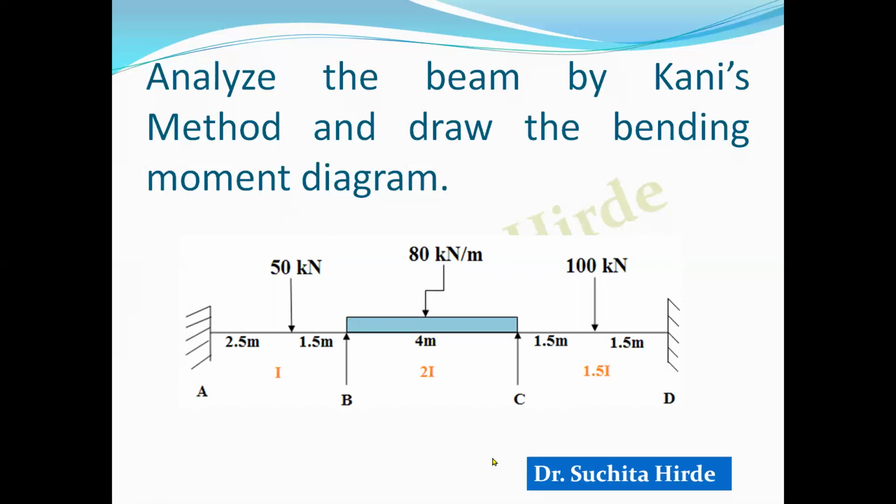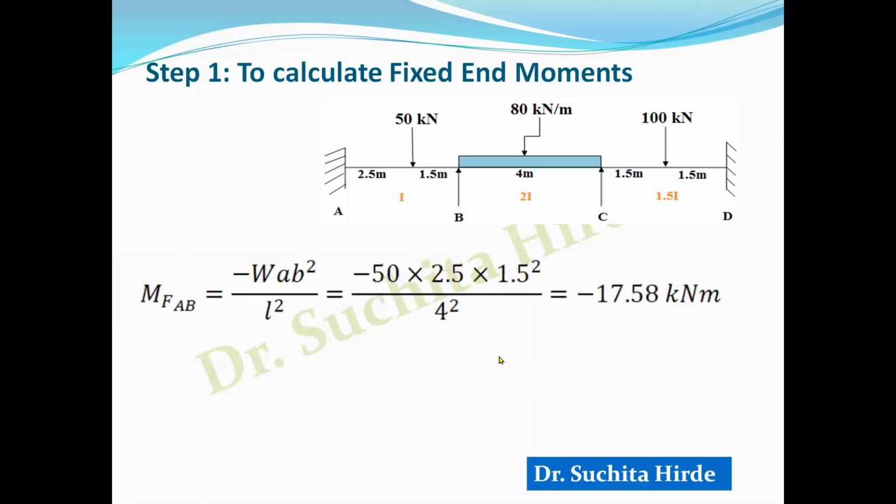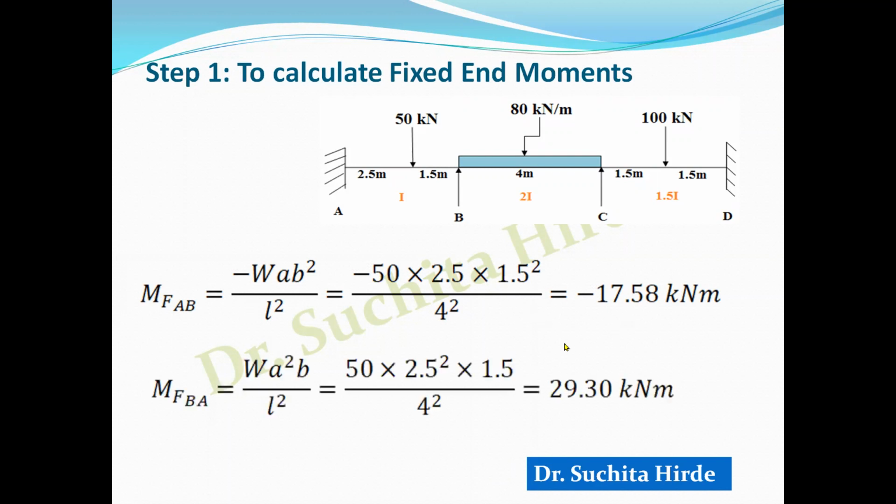So first we will calculate fixed end moment for member AB, BC and CD. So let us calculate fixed end moment for member AB. So this is eccentric load and we know that fixed end moment, this is standard formula, minus W a b square by L square. a is this 2.5 and b is 1.5. So if you calculate this, you will get this value, minus 17.58 kilonewton meter.